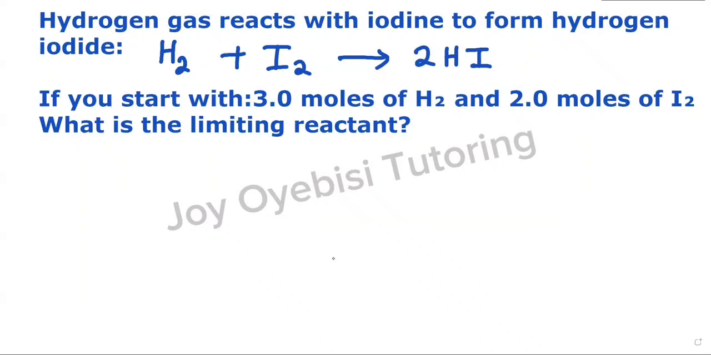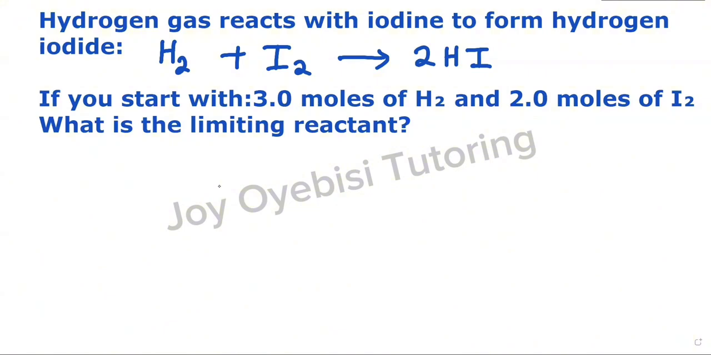In this video, I'm going to be showing you how to find the limiting reactants easily. The question here says, hydrogen gas reacts with iodine to form hydrogen iodide. If you start with 3 moles of hydrogen and 2 moles of iodine, what is the limiting reactant? The limiting reactant can be found using 2 methods in this case.